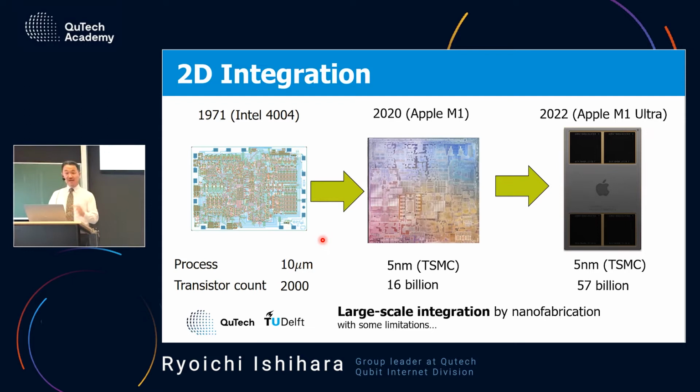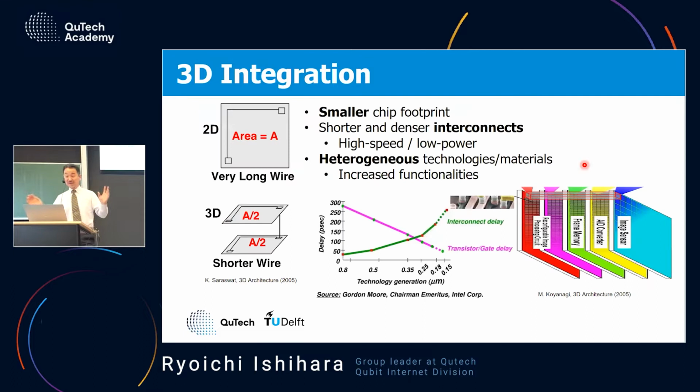Making a smaller process is difficult. There are some limitations, and the size of the chip also increases. This is not on scale. In 50 years, the size of the chip became 10 times the area. Now, in 2 years, it became more than 4 times. There is a limitation on area, right? The computer should be small.